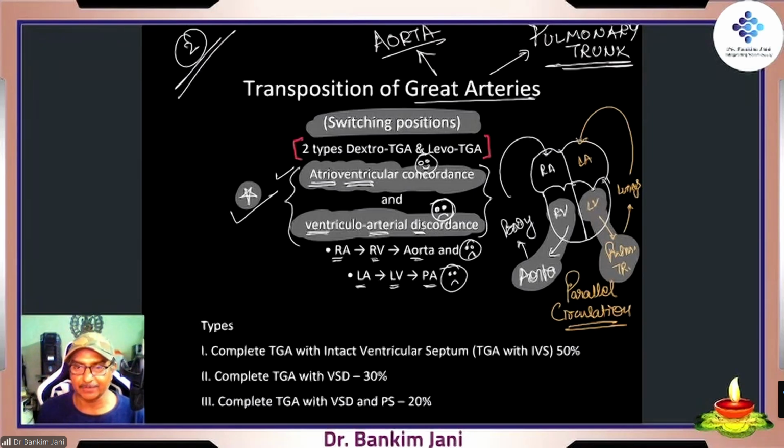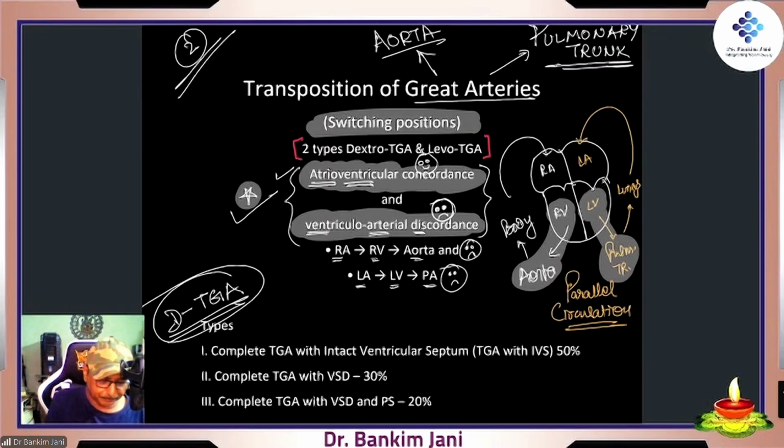Survival, how do these babies survive? So first we pick up, and from now onwards we'll be calling transposition of great arteries TGA. So first we are taking DTGA, dextro-TGA.